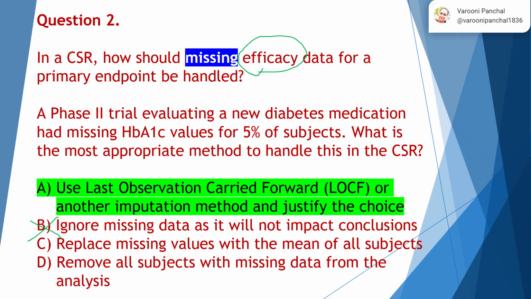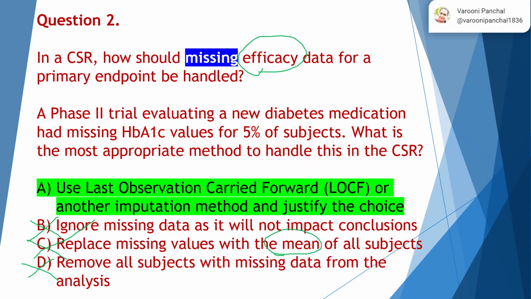Option C says replace missing values with the mean of all subjects. You can't do this unless there's a rational reason mentioned in the statistical analysis plan. So you cannot replace such values with any kind of statistics. Option D, remove all subjects with missing data. You cannot do this because even though the data is missing, you have to keep it as missing. You have to present it as missing in tables and listings, where in figures it will not be seen, but still it would be considered.